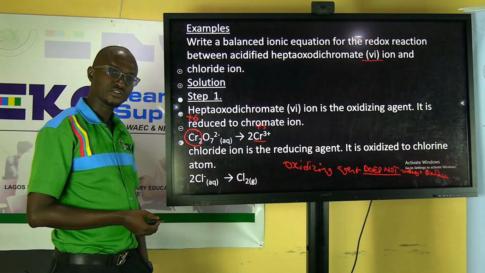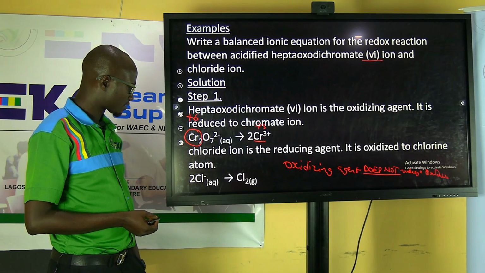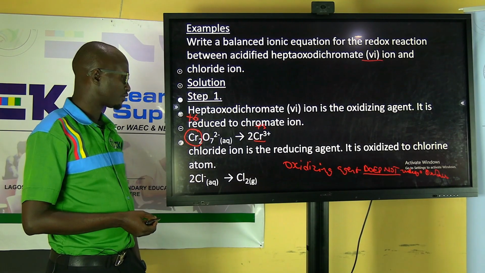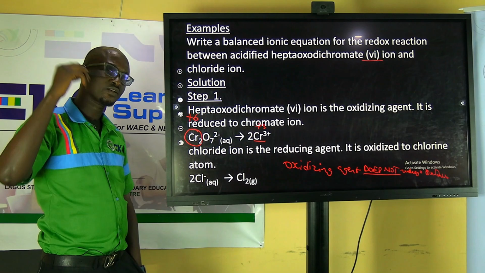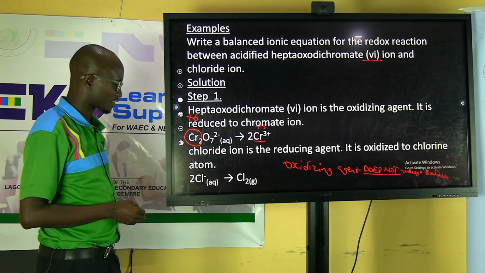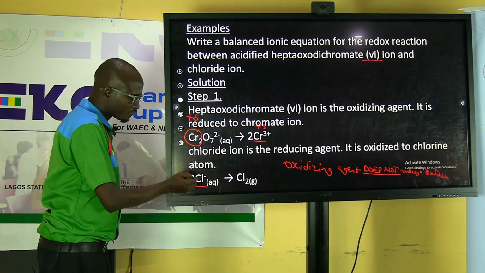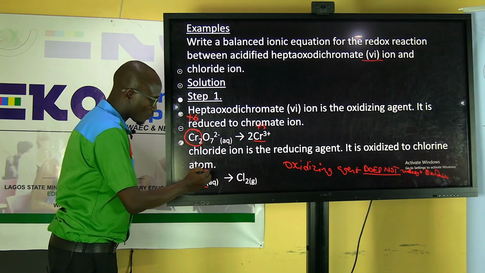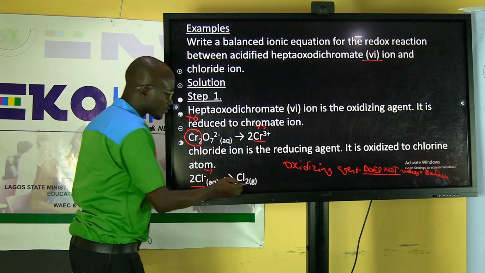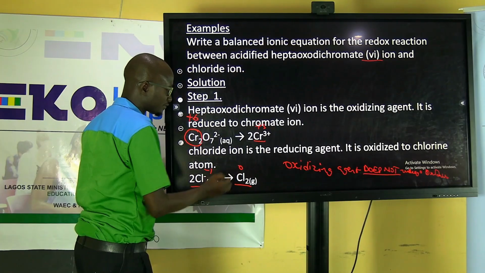Is there any increase in oxidation number? Can you spot it? Very good. That shows you have been revising what we have been doing in our previous classes. There's surely an increase in oxidation number because the oxidation number of chloride here is -1 and the oxidation number of chlorine here is 0.